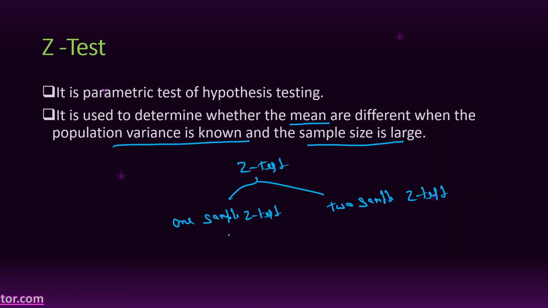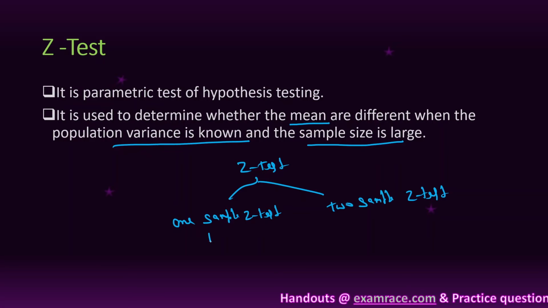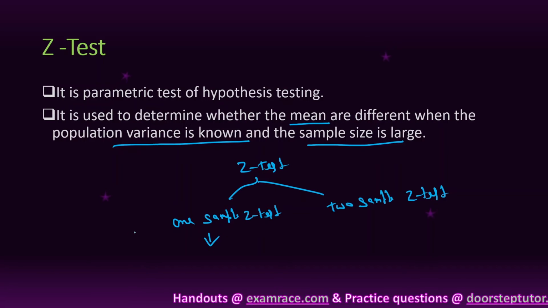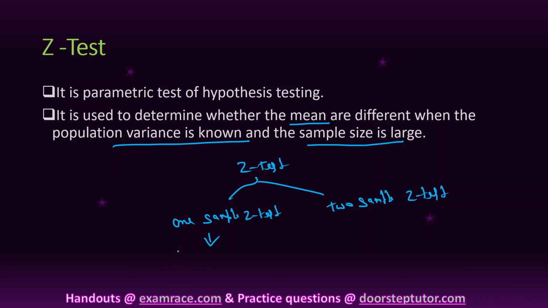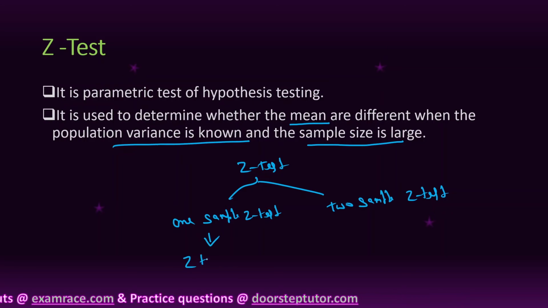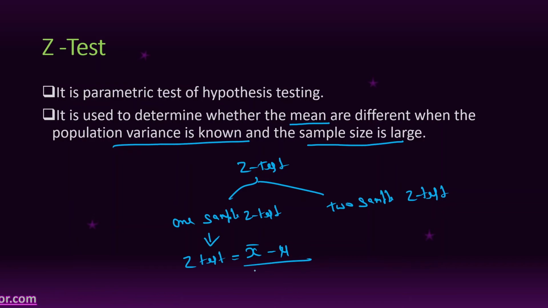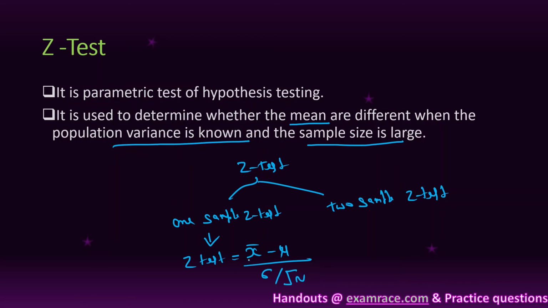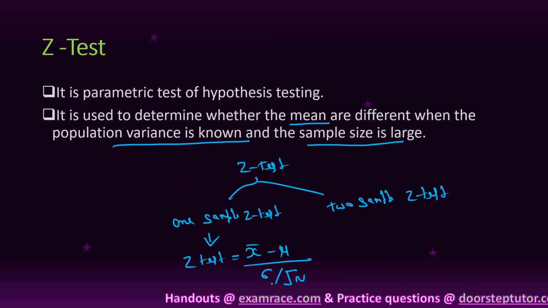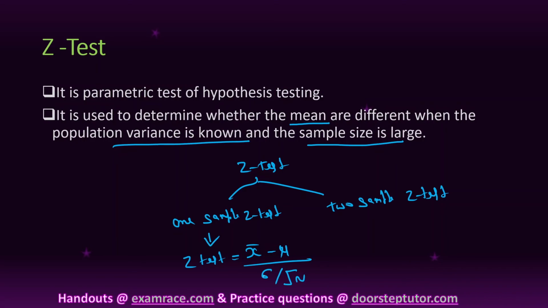So what is the formula of one sample z-test and what is the formula of two sample z-test? The formula of one sample is totally like the t-test. Z is equal to x bar minus mu, divided by standard deviation, under root n.